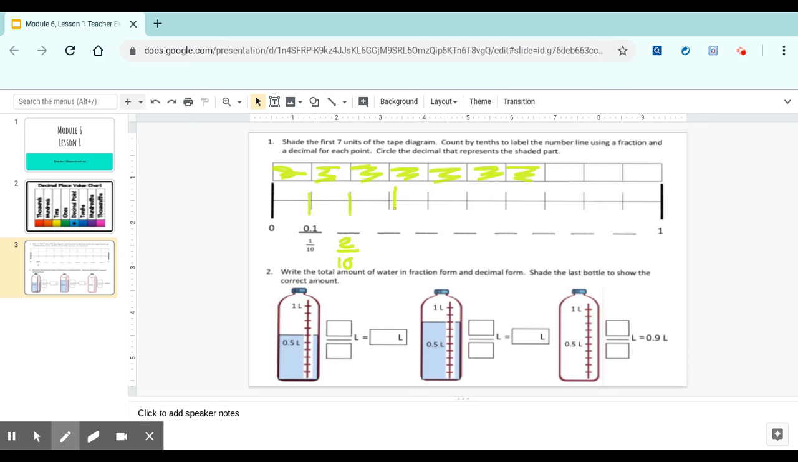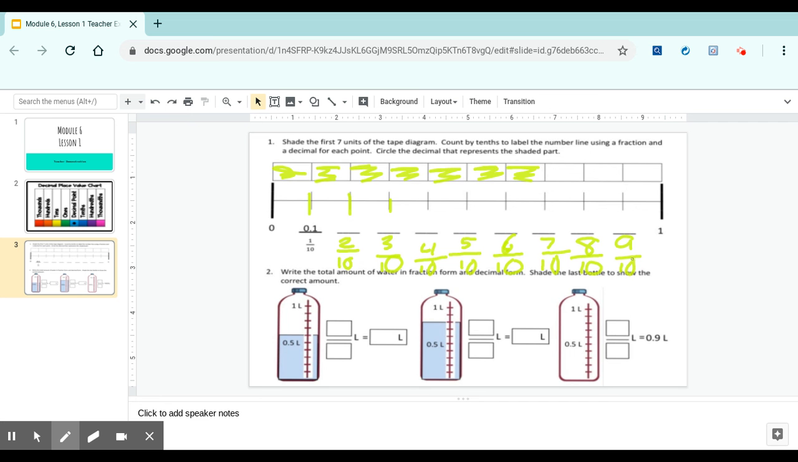The next one would be 3/10. Then 4/10, 5/10, 6/10. That is a 6, but I'll fix it. 6/10, and then 7/10. We're going to keep going even though we stop shading. We'll just complete the whole number line. The next would be 8/10, and then 9/10.